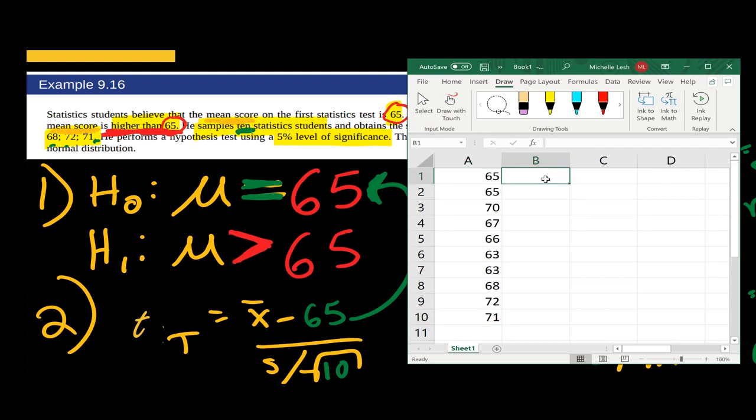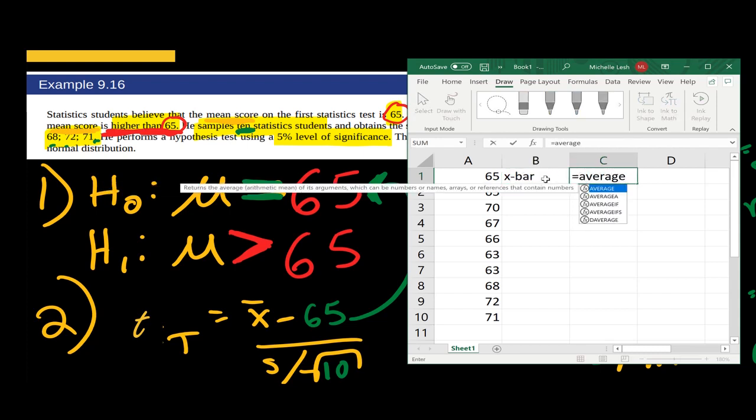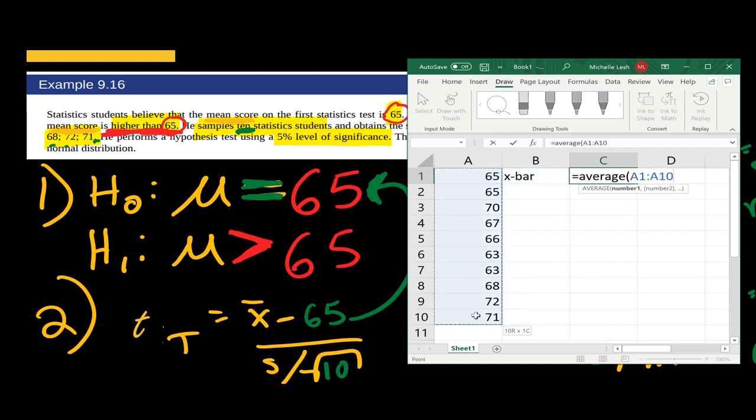Okay. So first thing, x bar, which is the sample mean. Type in average, open parentheses, and then highlight all your data. Okay, so it goes from A1 colon means you continue going until you get to A10. Close parentheses, press enter. 67.